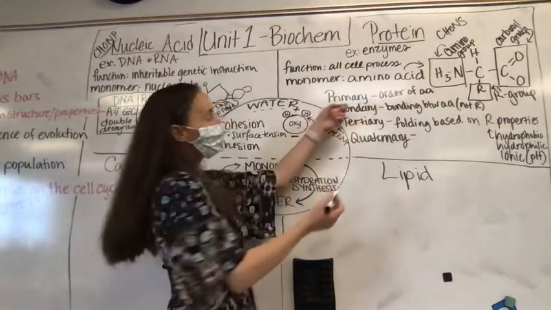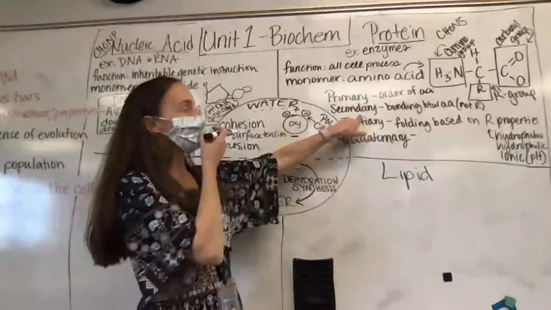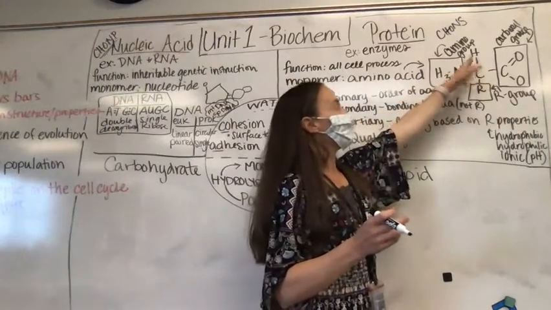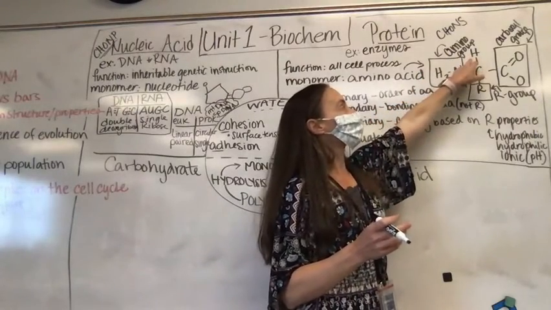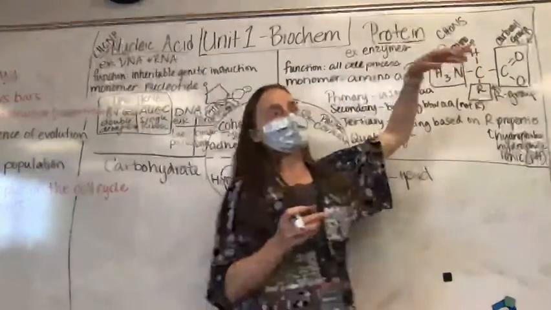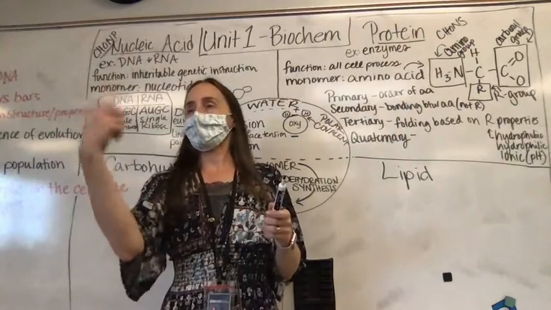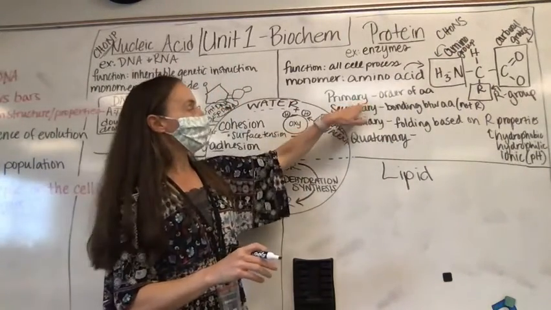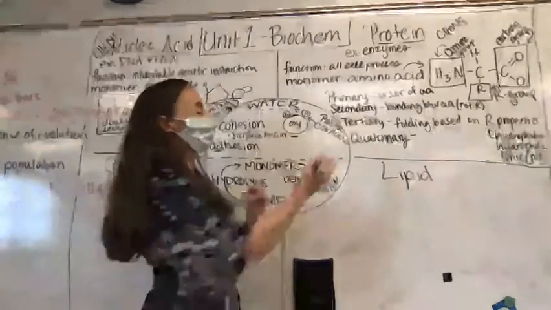Okay, so primary is just your order of amino acids. Secondary is the bonding between the amino acids. A lot of times it's this hydrogen up here that's actually bonding between those. That's when they coil up and make an alpha helix, or they make a little pleated sheet or something. But primary and secondary have nothing to do with the R group.